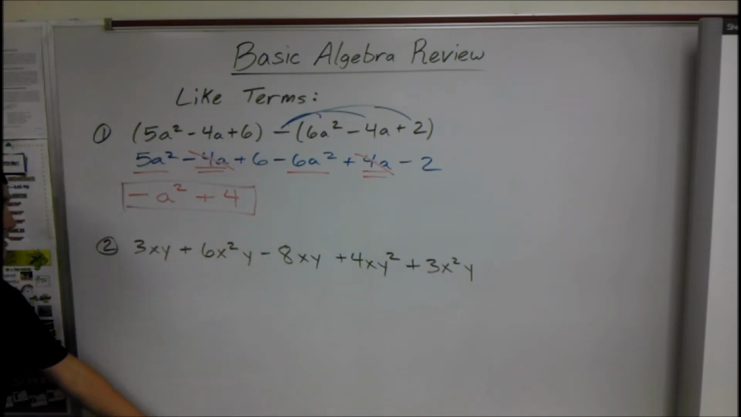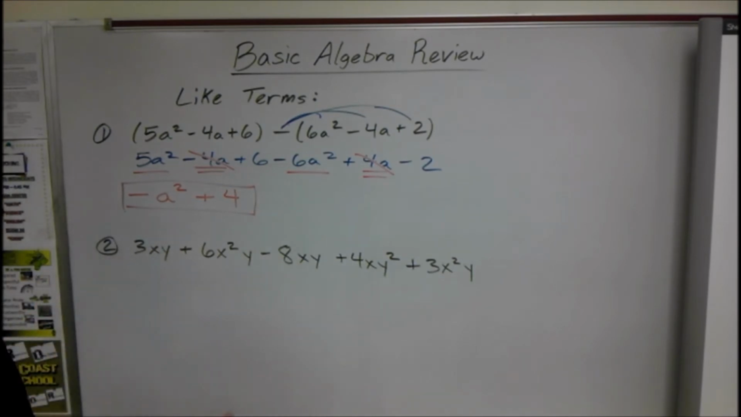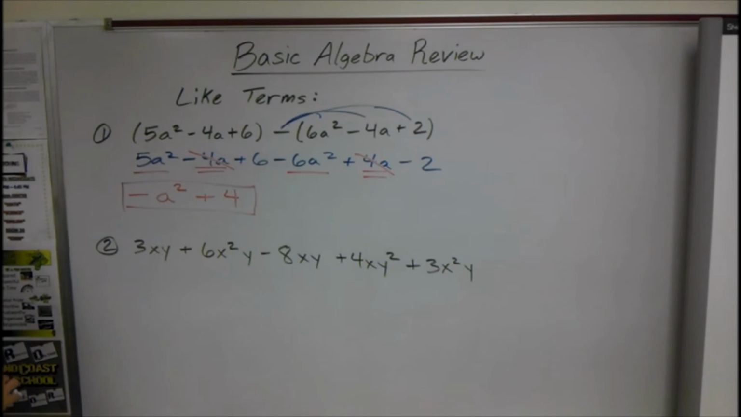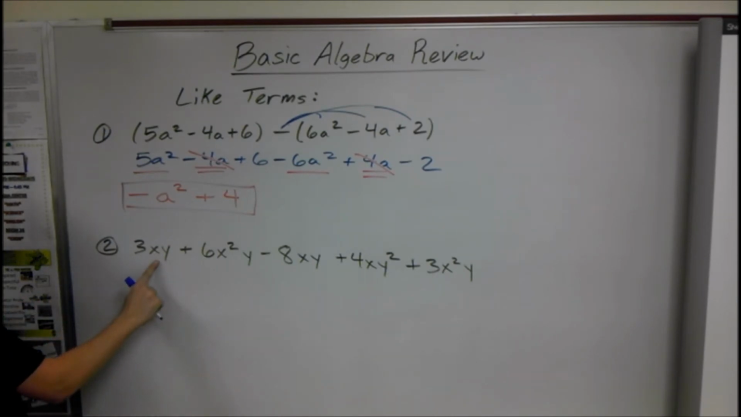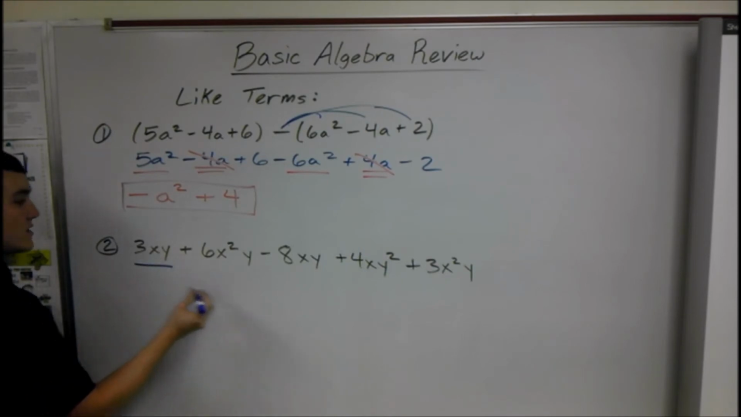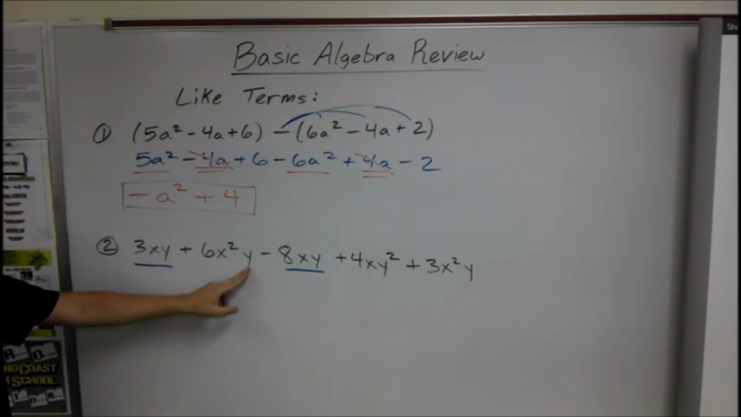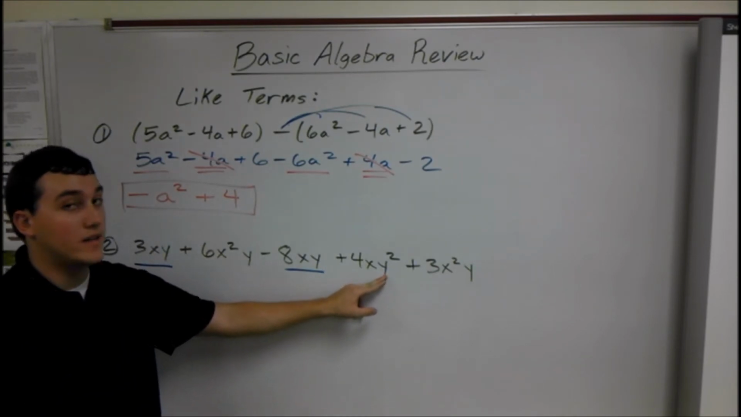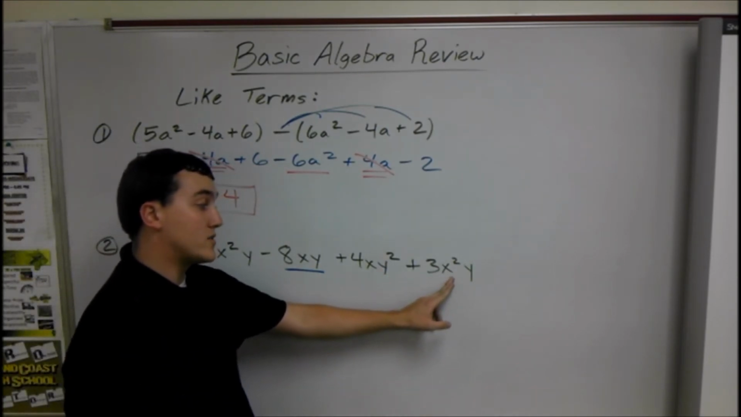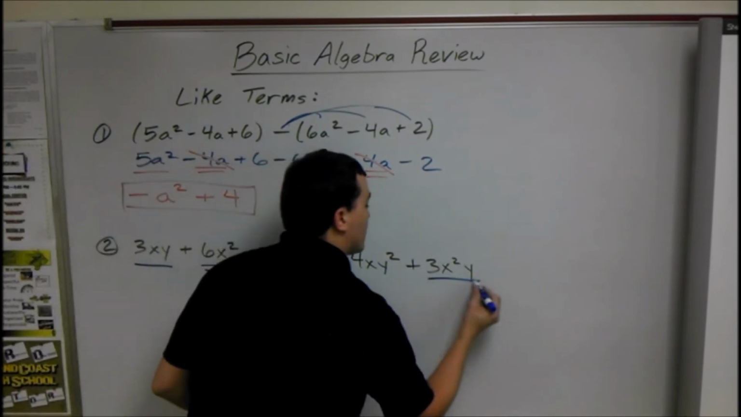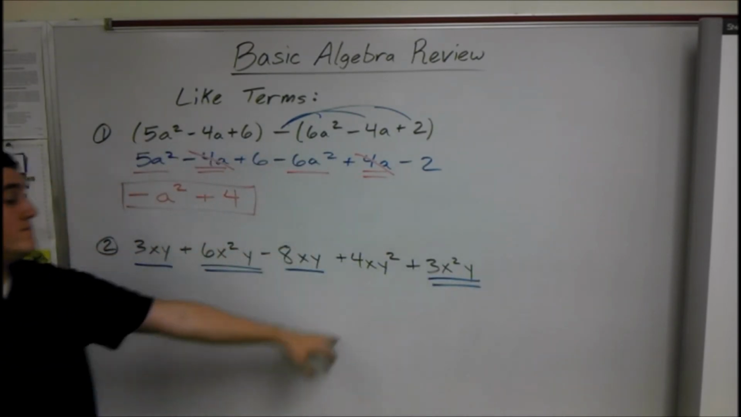Next, remember you're looking at the same letters with the same exponents. So look at anything with the same letters and the same exponent. So we have an xy term here. That's going to go with this xy term here. Here we have x squared y. This is x, y squared, not the same thing. Here we do have another x squared y. So this one and this one are like terms. So this one's left out.